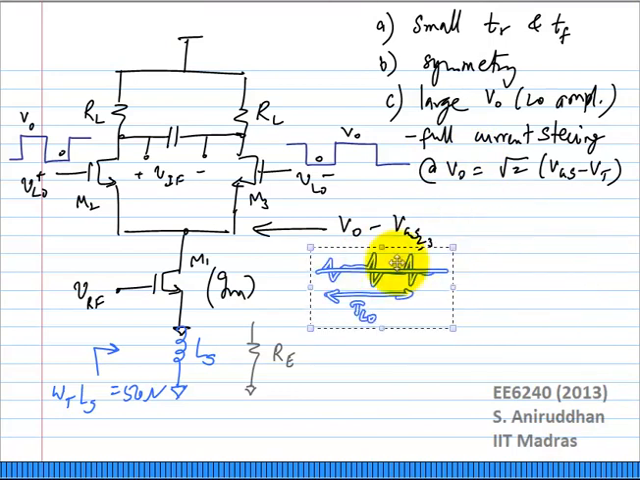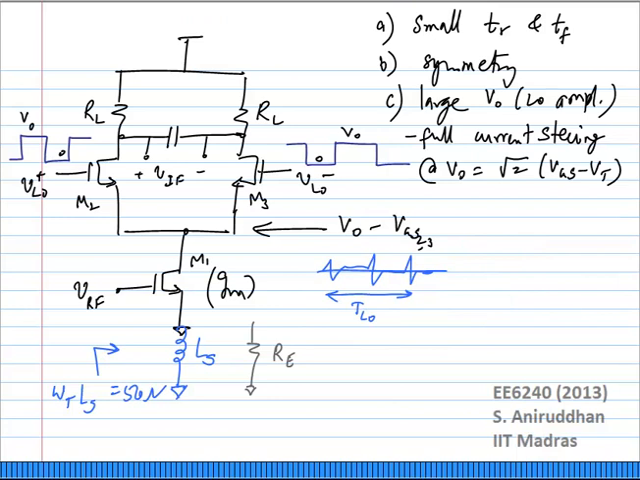So what do I mean by large amplitude now? That I understand. So we have said that full current steering happens when V naught is root 2 times VGS minus VT. So if you really want a good mixer, your LO amplitude should be at least root 2 times VGS minus VT. I hope you agree. What happens if V naught is less than root 2 times VGS minus VT?